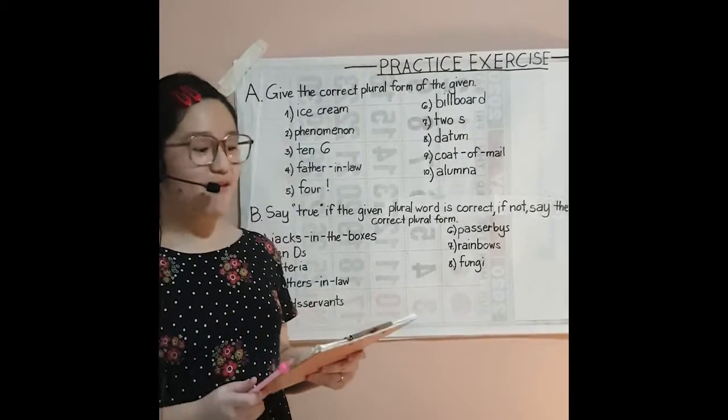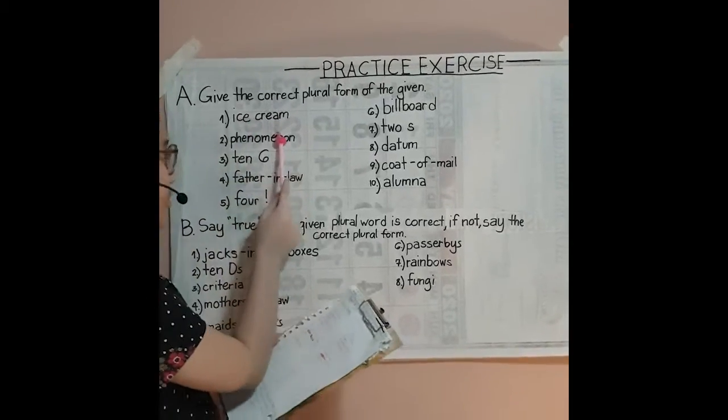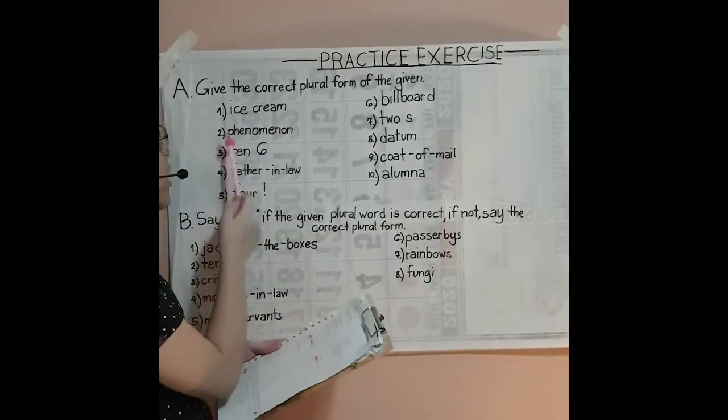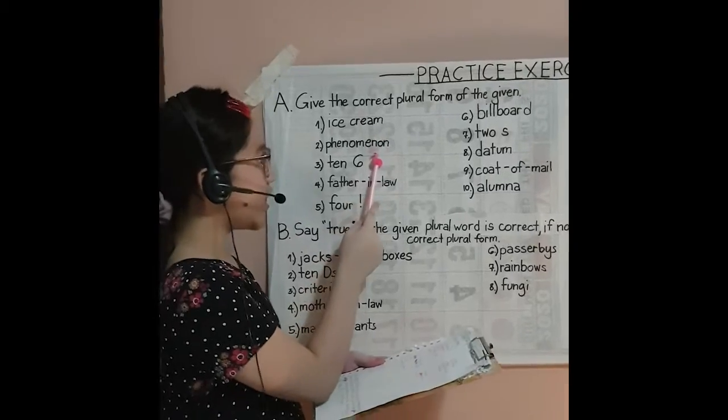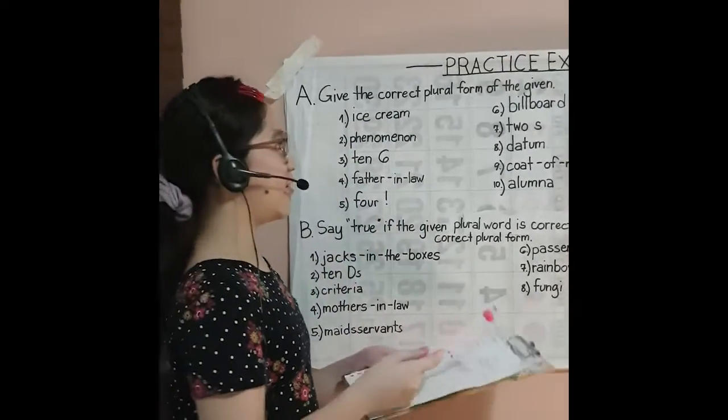Done? Let's now answer. For number 1, the plural of this is ice creams. For number 2, this one is an example of a foreign noun. Therefore, you just don't add s.